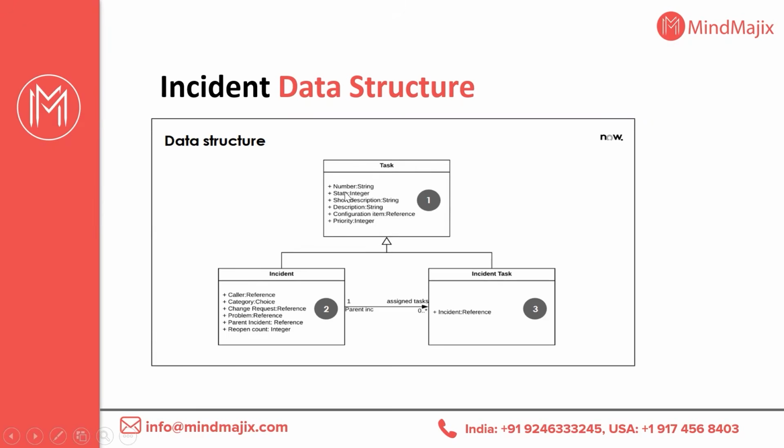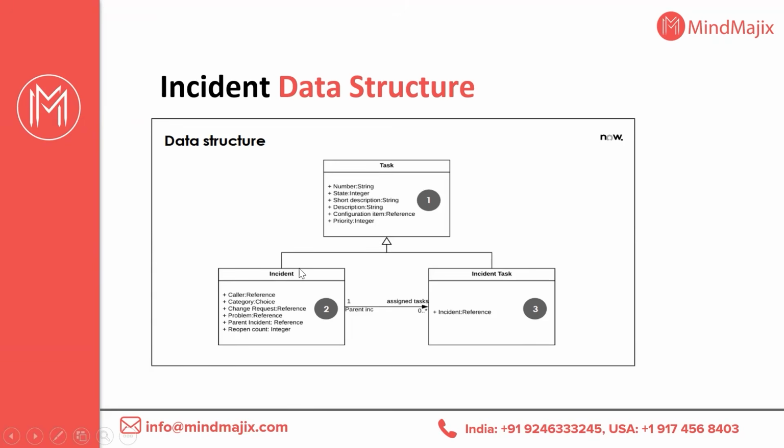It will have number, state, short description, configuration item, priority, and many other things for that matter. These are the fields of that table. And string, integer, string, etc. These are the data types. Okay. The reference data type is basically if you're referring to some other table, that is called reference data type. Okay.